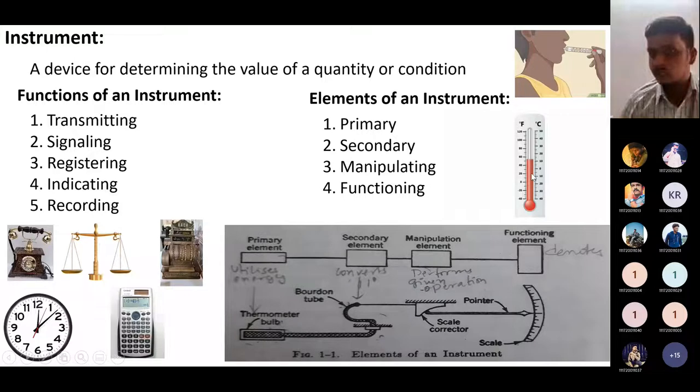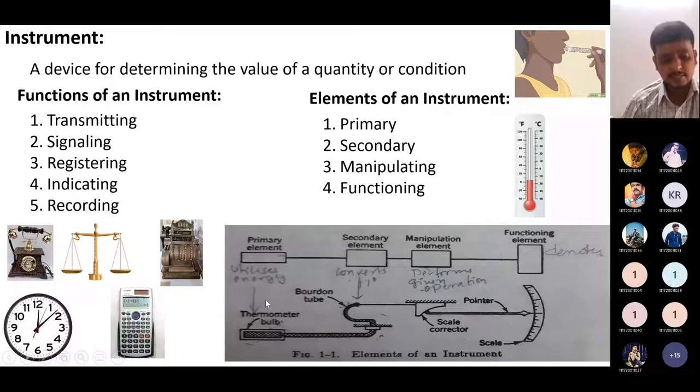Whenever it rises, this raised mercury level, or the displacement of the mercury from the starting point to the ending point, will be read on a calibrated scale. Whether you measure in degree centigrade or degree Fahrenheit, you can easily measure due to the displacement occurring inside the mercury-filled glass bulb. So the primary element is the one which first utilizes the energy coming from the medium or the measured quantity. The example of the primary element is the thermometer bulb.